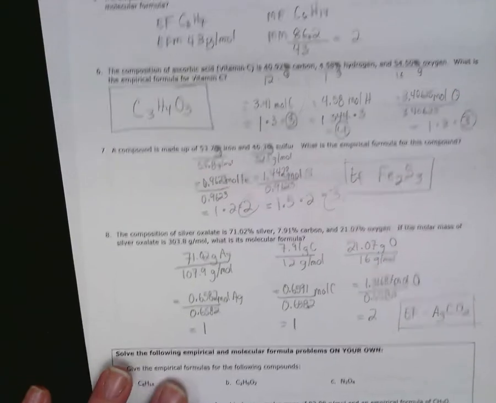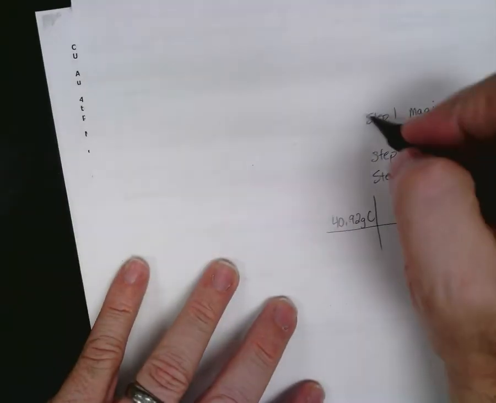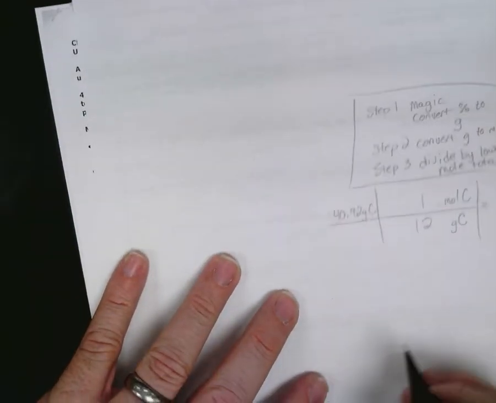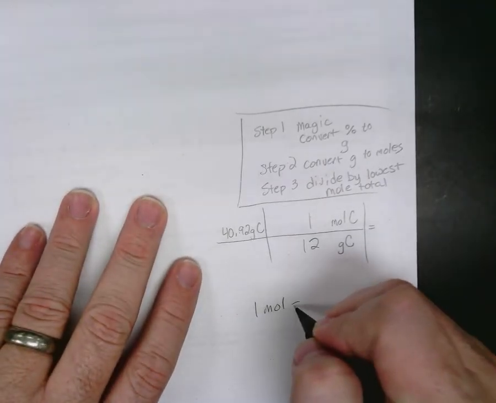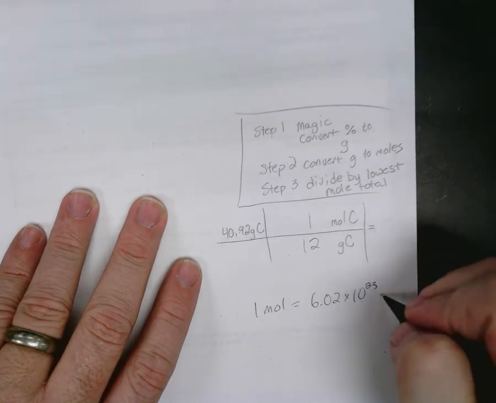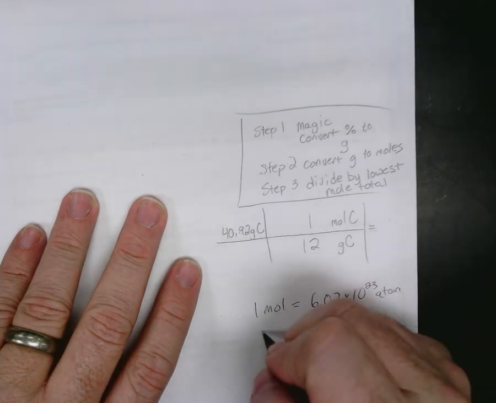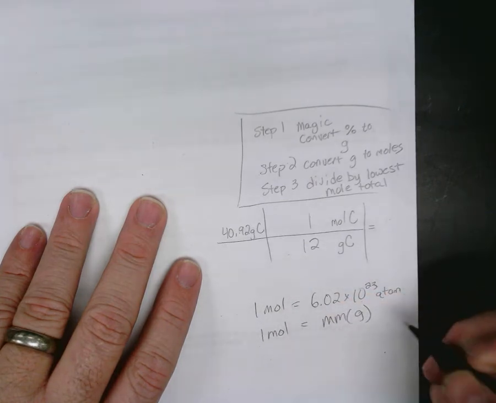Okay, guys, that's it. That's all I'm allowed to show you, apparently. So that's all the types of questions that'll be on the test. Big things to remember: remember these steps. You've got to remember 2 conversions. 1 mole equals 6.02 times 10 to the 23rd atoms, molecules, whatever. And 1 mole equals molar mass in grams of whatever element.